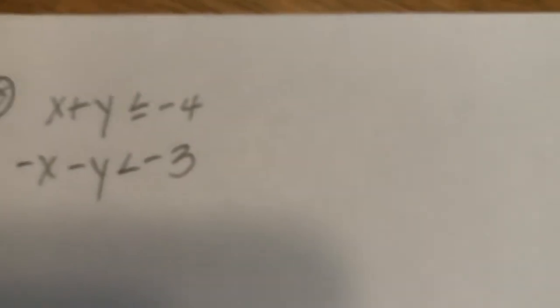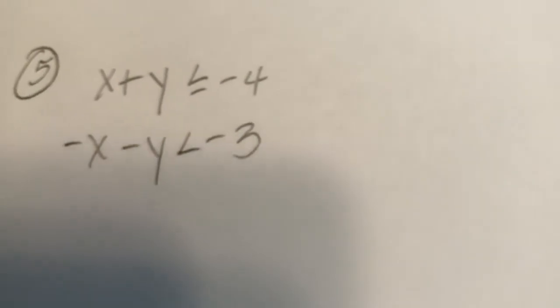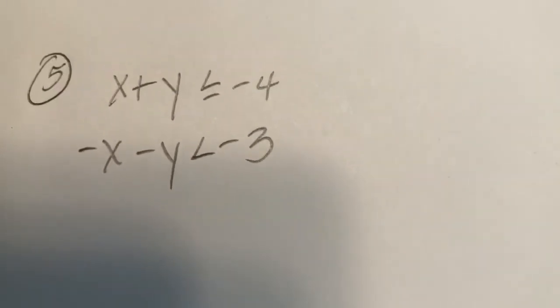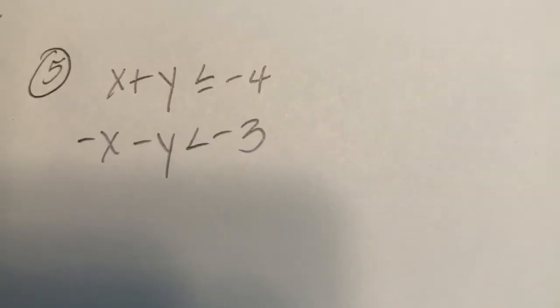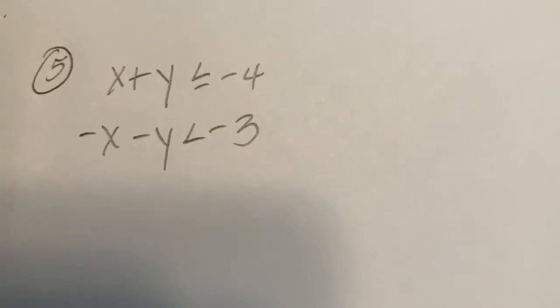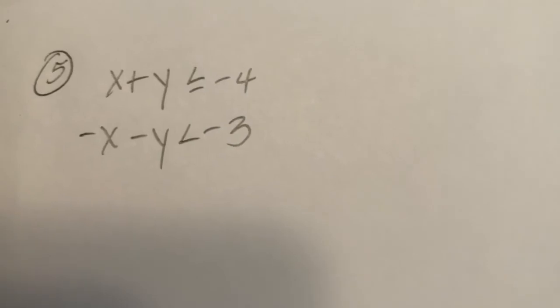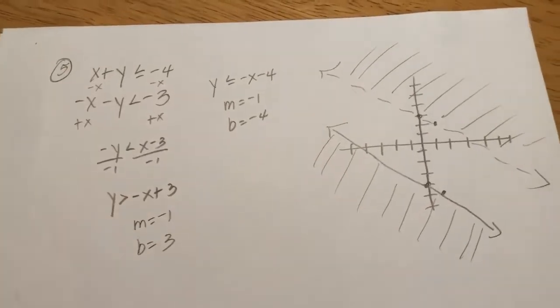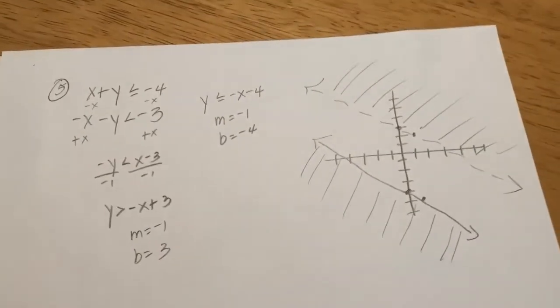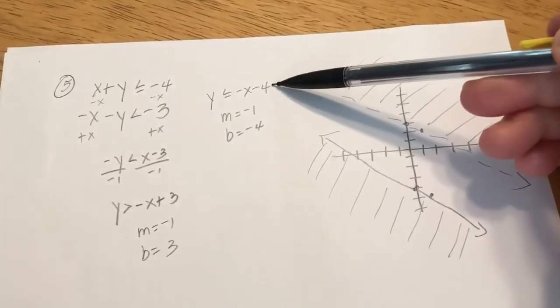Number 5. Again, I'm going to let you try this one, and we'll see if we get the same answer. So x plus y is less than or equal to -4, and -x minus y is less than -3. So go ahead and pause the video, graph this one, we'll see if we get the same thing. Okay, hopefully when you graphed, or when you solved, you got this. So for the first line, this is what I got.